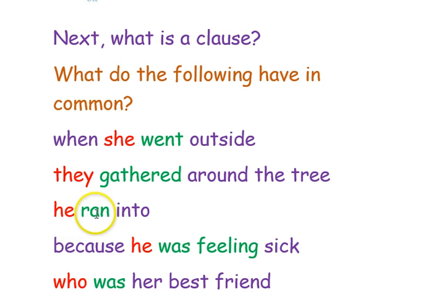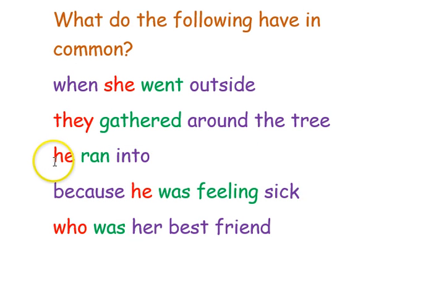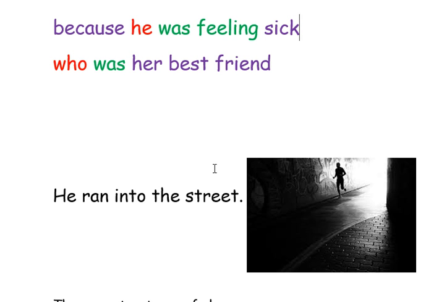For example, he ran into. The question is, who did he or what did he run into? This is an incomplete thought. Whereas they gathered around the tree is a complete thought. It makes sense. In order to make he ran into a complete thought, we need to have an object. So we could say he ran into the street. That now is a complete sentence. It is a complete thought.